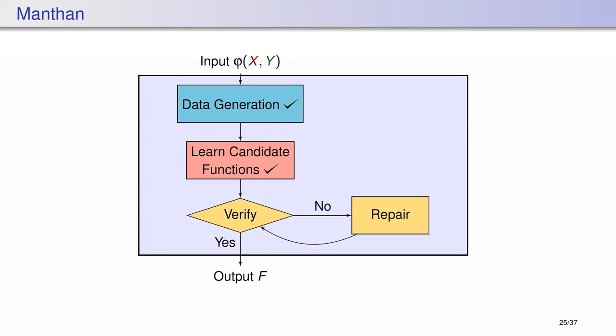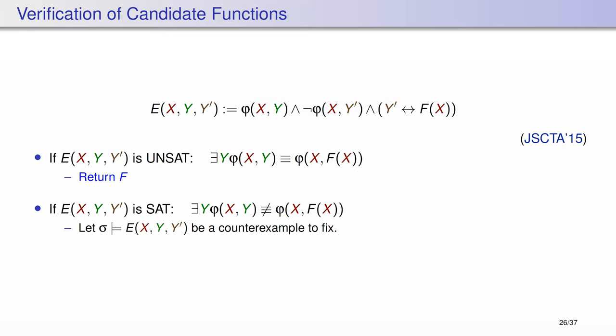Remember, as I said, that the number of X and Y variables is on the order of a few thousand. So we have learned a few thousand of these functions. Now we would like to be sure that these are indeed Skolem functions. How can we check that they are indeed Skolem functions?